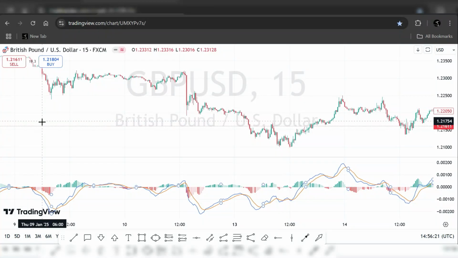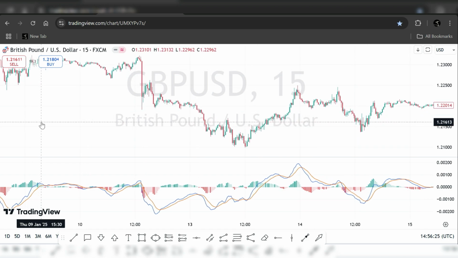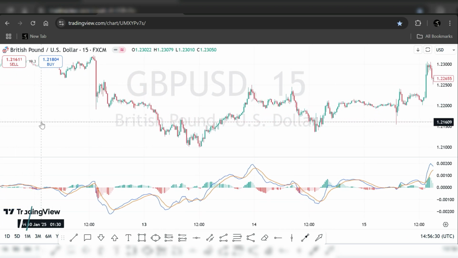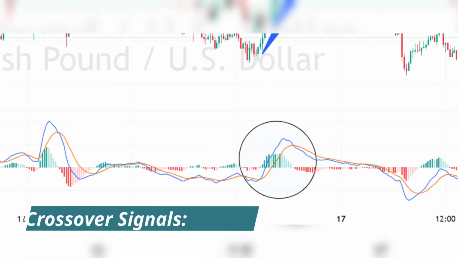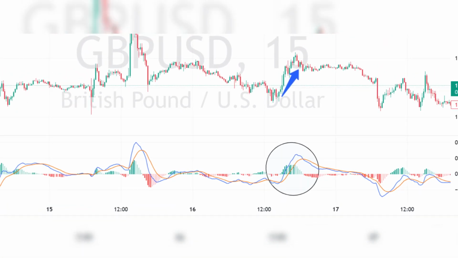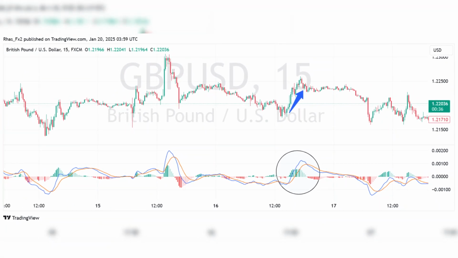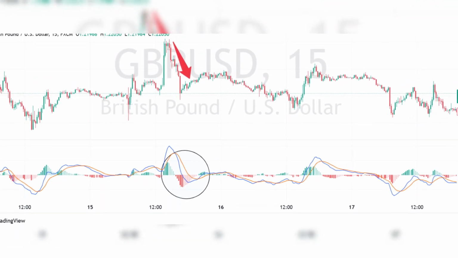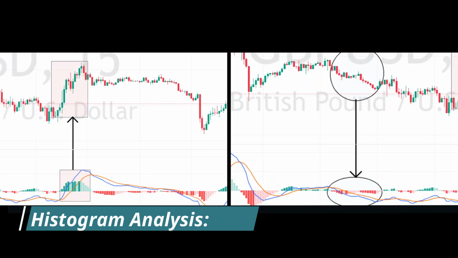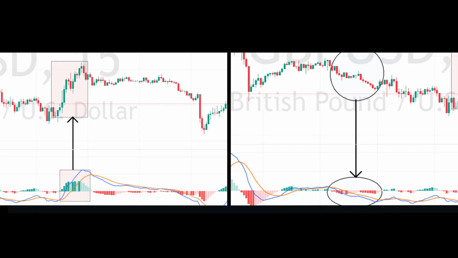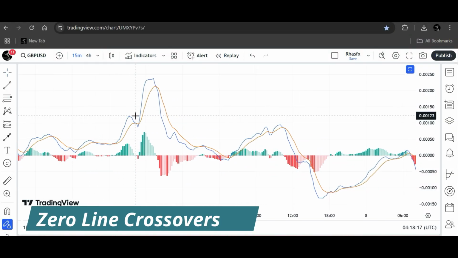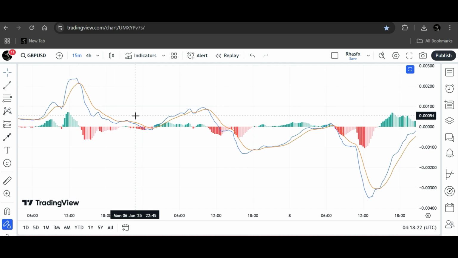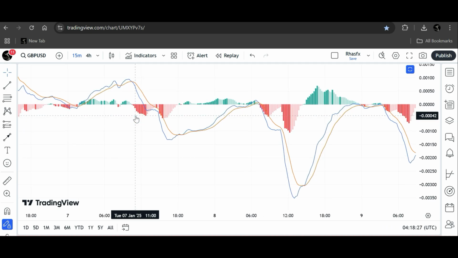The MACD provides valuable insights into market momentum and trend direction. Here's how to interpret it. A bullish crossover occurs when the MACD line crosses above the signal line, indicating a potential upward trend. A bearish crossover occurs when the MACD line crosses below the signal line, signaling a possible downward trend. Expanding bars suggest increasing momentum in the current trend. Contracting bars indicate weakening momentum, which could signal a reversal. When the MACD line crosses above the zero line, it indicates bullish market sentiment. When it crosses below, it signals bearish market sentiment.